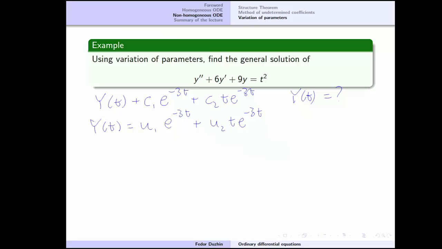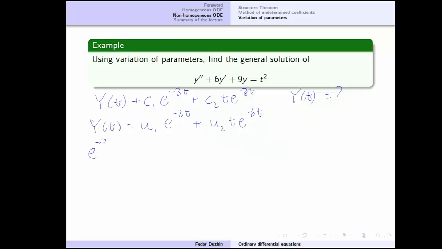Okay, and until now we found out that in order for this y of t to be a particular solution of the non-homogeneous differential equation, we could look for u1 and u2 in the following form. So we should look for u1 and u2 functions that satisfy the following system of equations. The following system of algebraic equations actually.